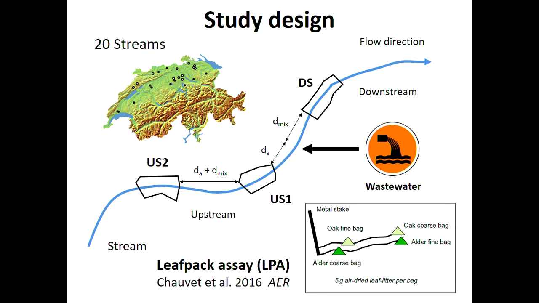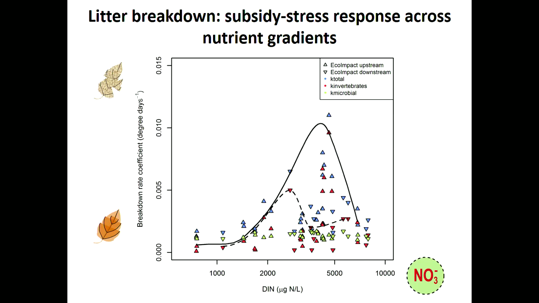What we've done is basically use the same method described here in the Advances in Ecological Research paper, which is the same method we used in the Woodward et al. paper in Science, the river function study. We have 2 litter types, oak and alder, and we use fine and coarse mesh litter bags. Today I'm only going to be talking about alder responses.